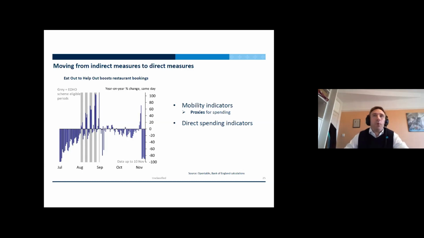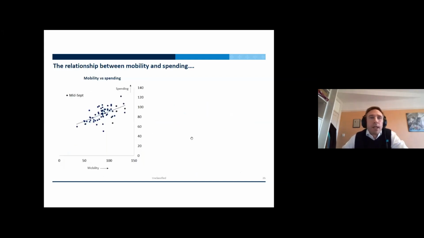So again, one of the things we're doing here is using mobility indicators to proxy spending. Even if we measure the number of people going to retail outlets and going to restaurants, we don't know how much they actually spent. So this takes us on to direct spending indicators, not proxies, but actually cash spending. So getting on to some of those indicators. Now here's a combination of both mobility data and spending data from Locomizer. Here's a measure of mobility, and here's a measure of spending.